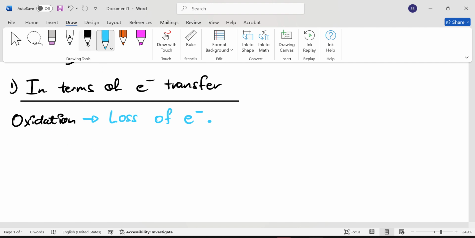Then they could ask you to define reduction in terms of electron transfer. What is reduction? Now remember, it only makes sense that if someone loses something, whatever it is that you lose must be received or gained by someone else. Think about when you did acids and bases, you defined an acid as a proton donor, and what happens to that donated proton? It's accepted by a base according to the Lowry-Bronsted theory.